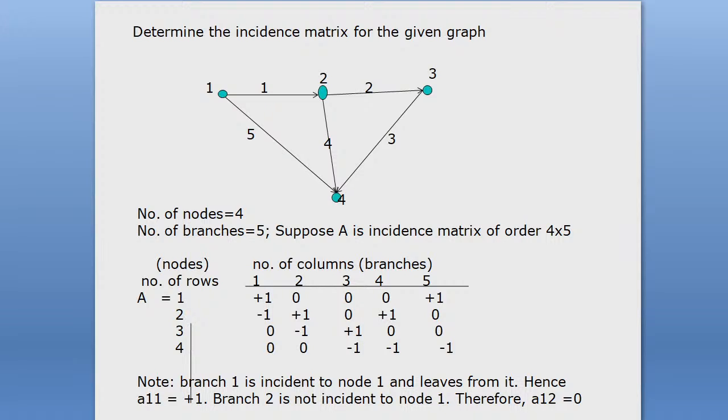Everyone consider the closed loop 1 2 4 1, and write the matrix corresponding to this closed loop and calculate the determinant of that particular closed loop. Then you will get 0. For this closed loop, you will have nodes 1 2 3 4, total 3 nodes, and branches 1 4 5. A 3 by 3 matrix you will get.